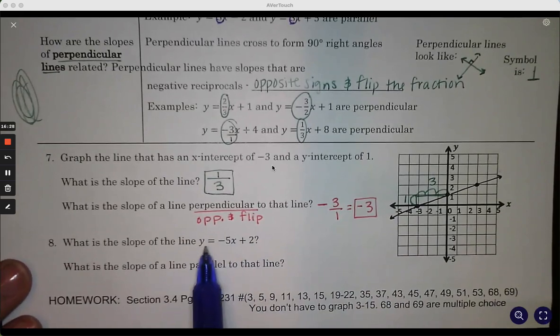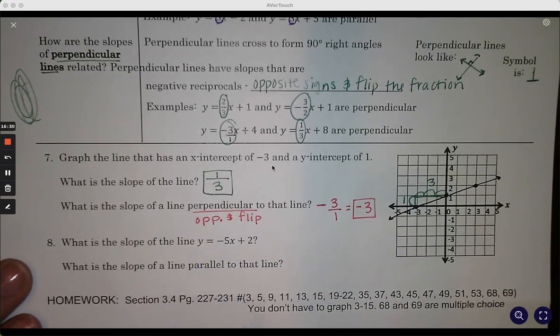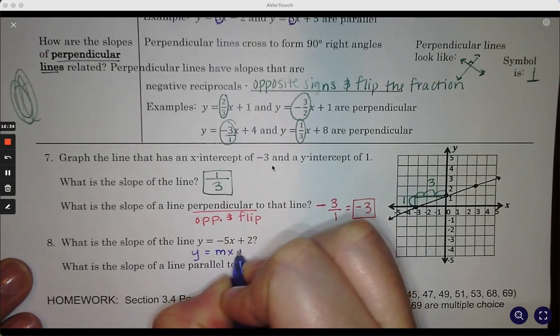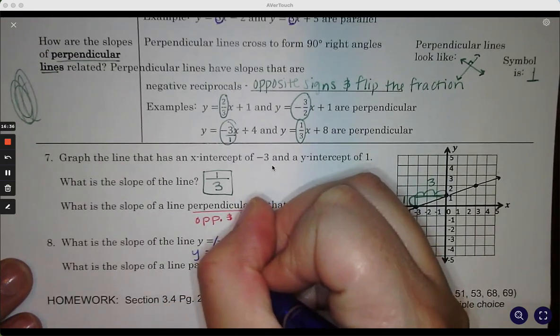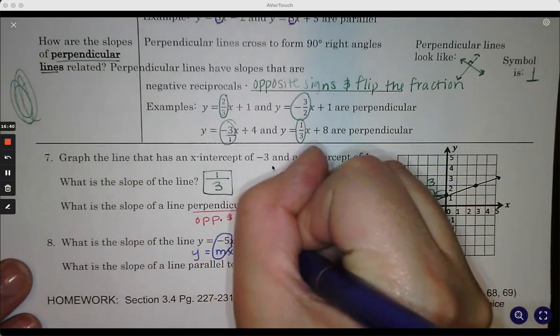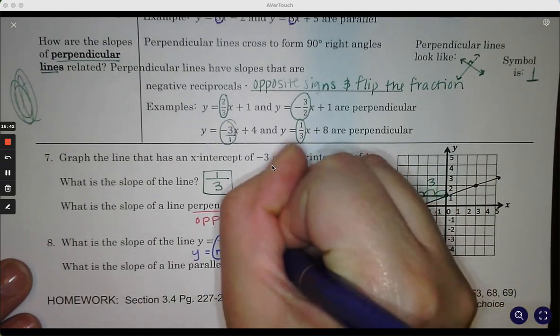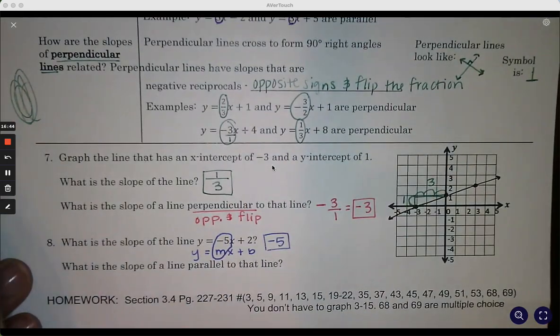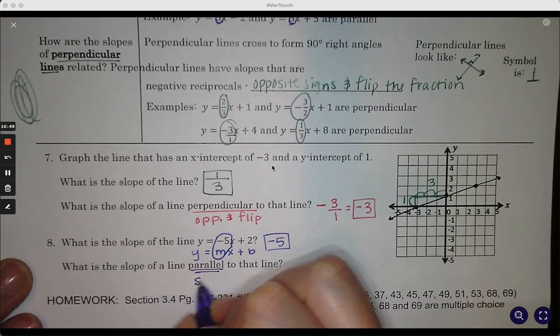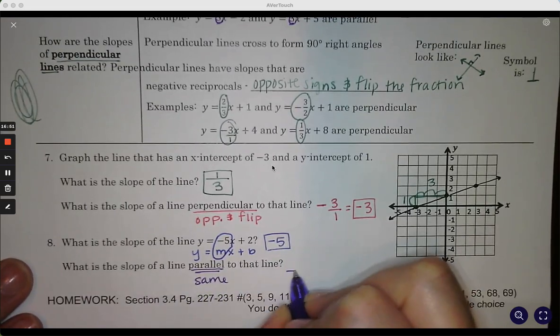What is the slope of the line y equals negative 5x plus 2? Using y equals mx plus b, we know that m is the slope. So the slope is negative 5. What is the slope of the line parallel? Parallel is the same. So negative 5.